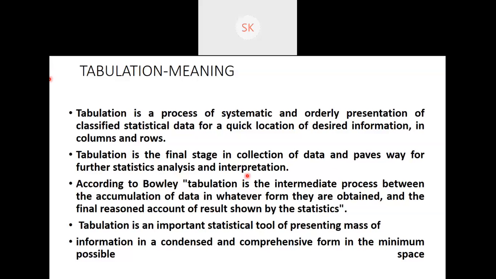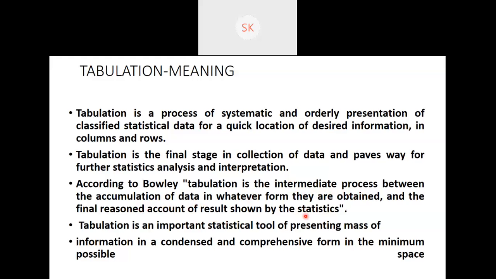Okay, there are a few definitions which are provided to us. Let's just go through them. According to Bowley, there's one person who gives the definition for us. Tabulation is the intermediate process between the accumulation of data in whatever form they are obtained and the final reasoned account of results shown by the statistics. So it is an in-between process. In-between process of which two? Accumulation of data and the results.